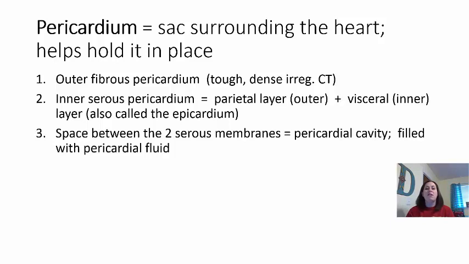It is made out of an outer fibrous pericardium. This is tough, dense, irregular connective tissue. There's an inner serous pericardium. This is the parietal layer, or the outer layer, plus the visceral layer, which is the layer up against the organ itself. A lot of times, since it's up against the heart itself, it's also called the epicardium, which we'll talk more about in a minute. The space between those two membranes is called the pericardial cavity, and there's going to be fluid in that space.